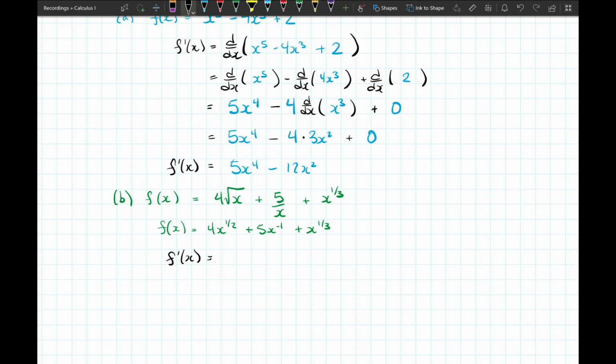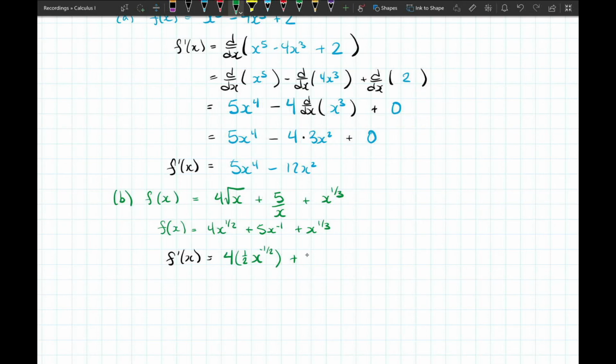And this time around, we can start to think about the rules without having to write every one of them down. We'll start to get a little bit quicker at this. So 4 is a constant multiple, and it is going to stay put. And then we need the derivative of x to the 1/2. Now, remember that the 1/2 comes down in front of the x, and then we subtract 1 from the exponent. The half minus 1 is negative 1/2. We have a term, and we'll add the next term.